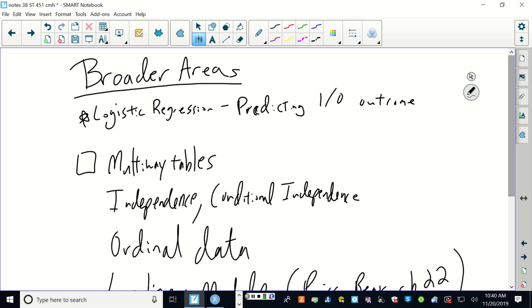So by Friday, there should be a posted assignment that we can do in the following week after Thanksgiving on these things, and we'll talk about logistic regression.